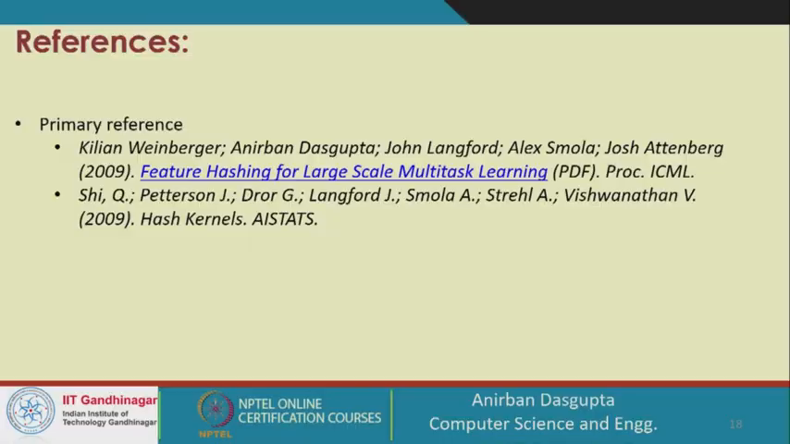The primary reference for this is a paper of ours called Feature Hashing for Large-Scale Multitask Learning, as well as the original paper that introduced hash kernels by Shi, Patterson, Rohr, Langford, Smola, and Vishwanathan, which came out in AI Stats. And then finally, thank you.